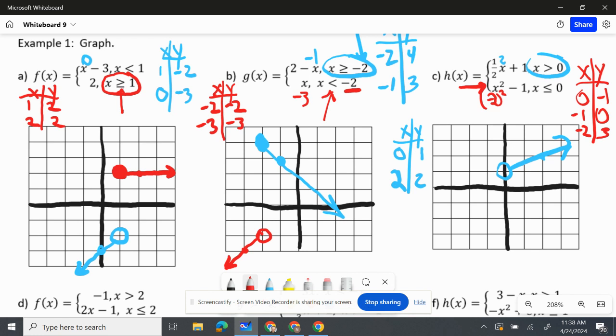So I have 0, negative 1, which is a closed circle because there's a line underneath. Then I have negative 1, 0, and I have negative 2 and 3. And this right here is my quadratic.